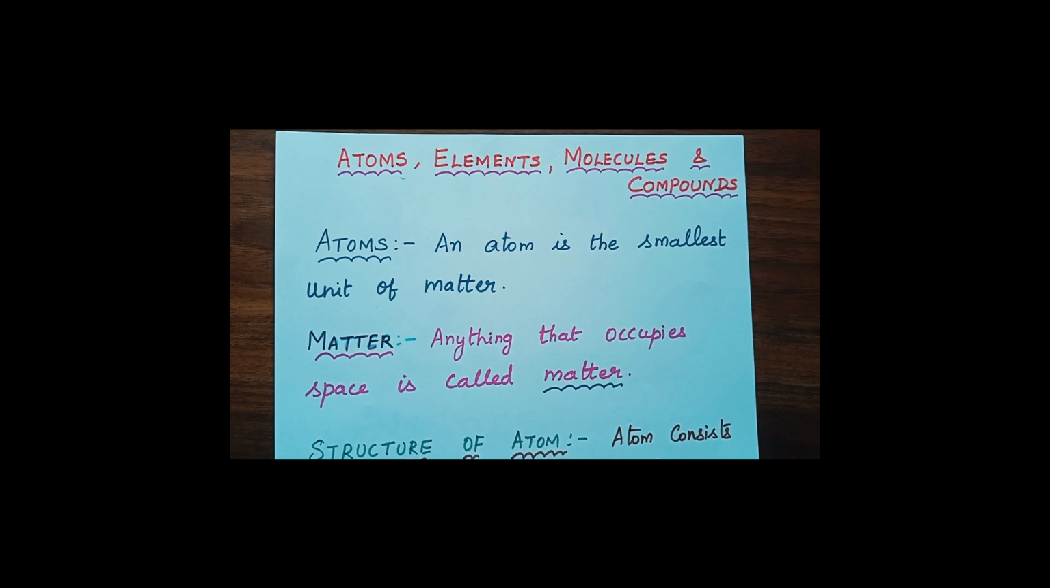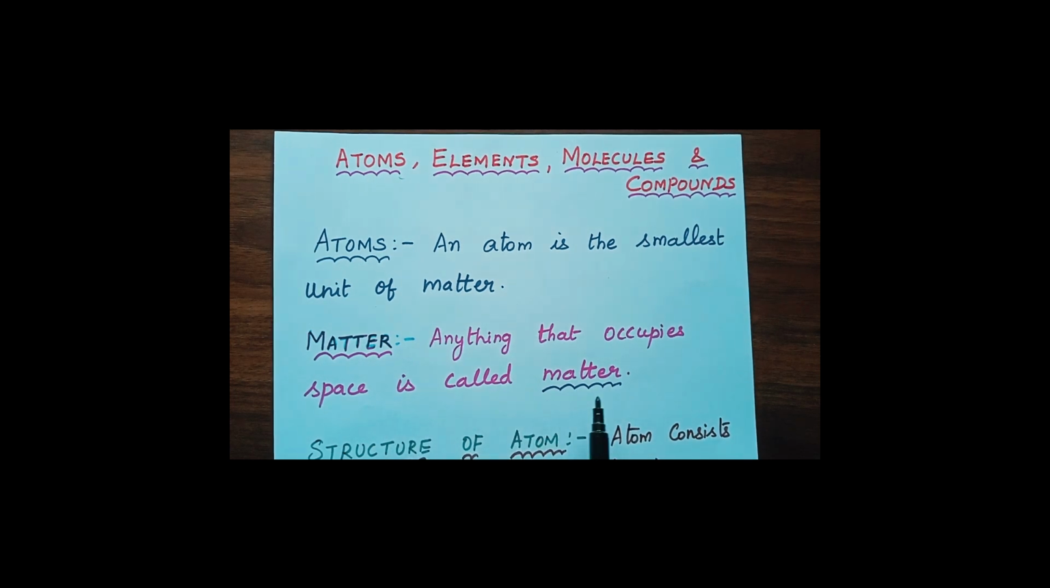Imagine one grain of rice has 1000 crores of atoms. So the atom will be very small. We cannot see it with our naked eyes. So what is matter? Anything that occupies space is called matter.